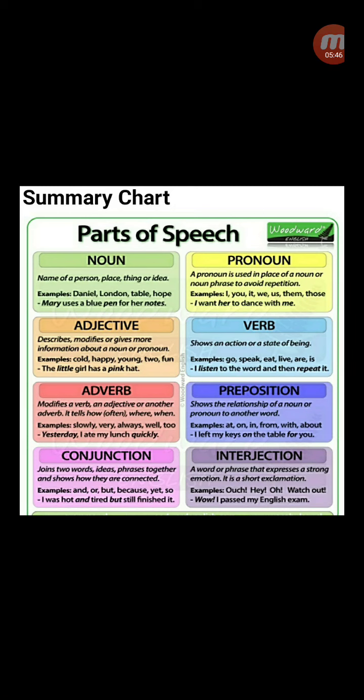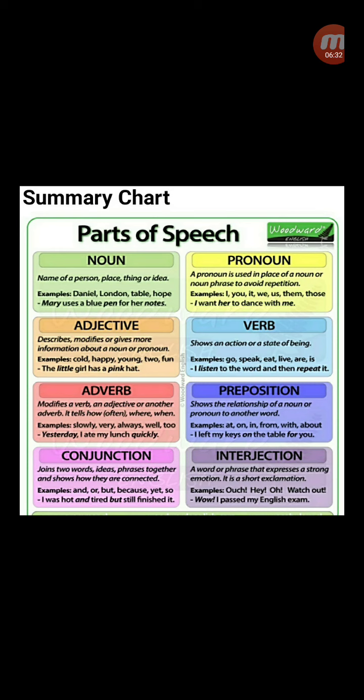Conjunction joins two words, ideas, phrases together and shows how they are connected. Now, for conjunctions, I told you to remember what? FANBOYS. Acrostic. F stands for for, A stands for and, N stands for nor, neither, B stands for but, because, O stands for or, Y stands for yet, and S stands for so. So the examples are and, or, but, because, yet, so.